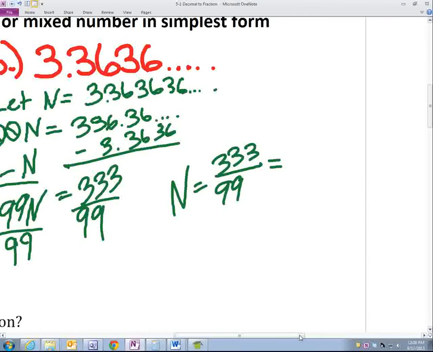I'm going to do 3. So it'll be reducing by 3. So now I have that. Now I'm going to make it into a mixed number. Right now it's called an improper fraction. You guys had that last week.